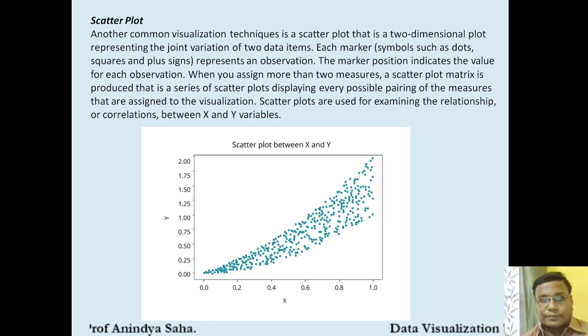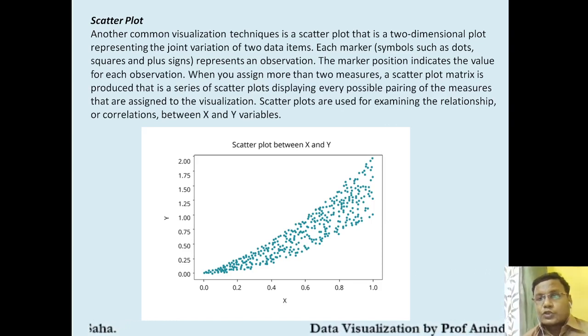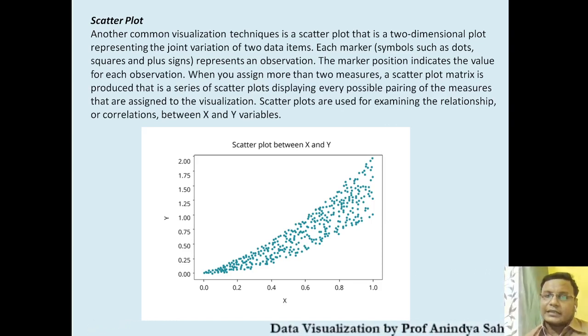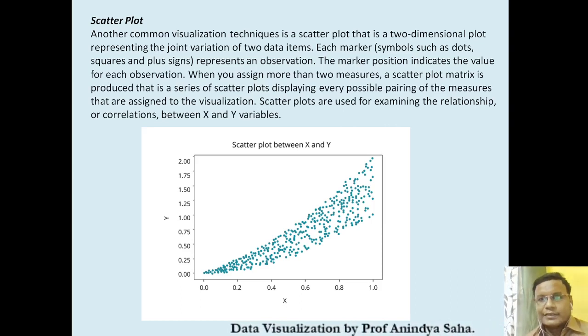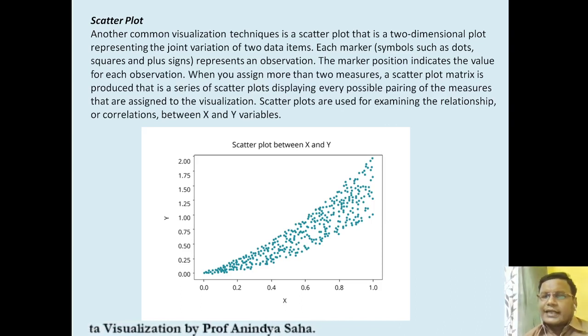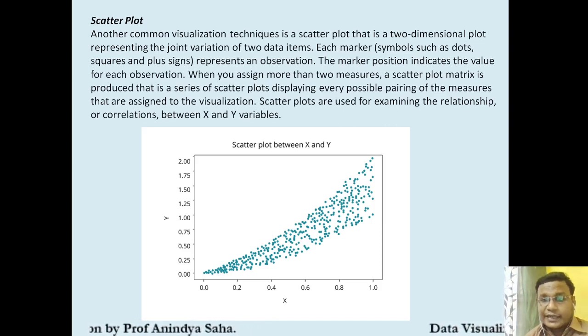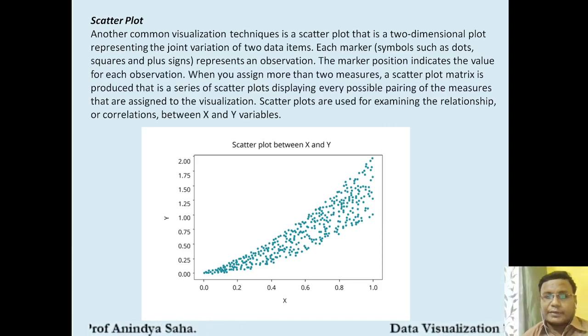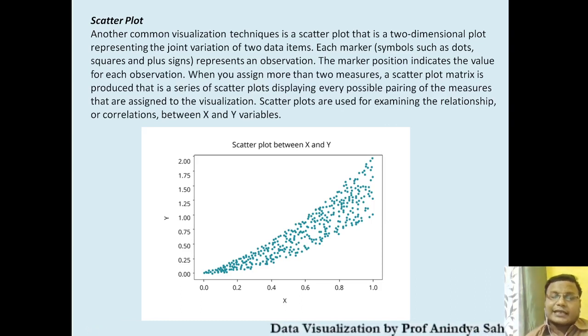Now the scatter plot. It's another common visualization technique. It's a two-dimensional plot representing the joint variation of two data items. Each marker, the symbol or the dot, is an observation. When you are assigning more than two measures, a scatter plot matrix is produced, that is a series of scatter plots displaying every possible pairing of the measures. Scatter plots are used for examining the relationship or correlation between x and y variables.